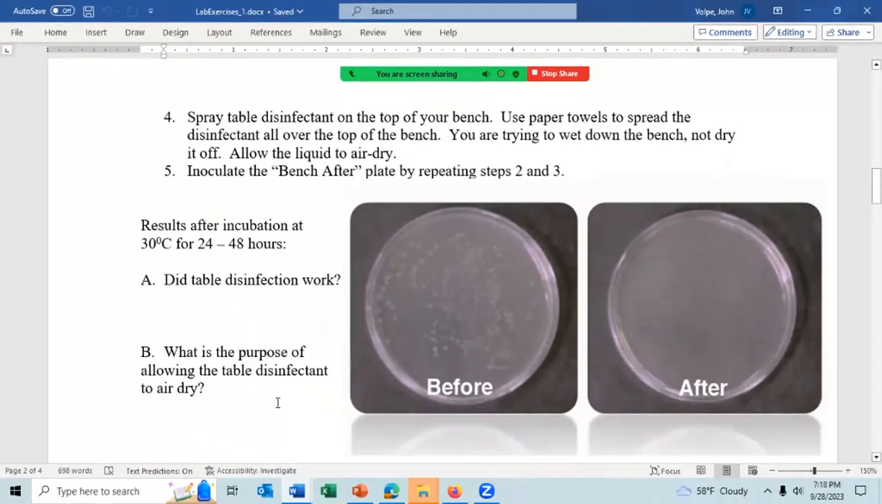So answer yes or no, and then answer the question, what is the purpose of allowing the table disinfectant to air dry? I don't think this is directly discussed in the lab, but it's pretty obvious when you think about it. So once again, it's a thinking question. And I think if you don't know, you can search online and simply ask, why do we allow the disinfectant to air dry? And I think you'll get the answer if you do a search online.